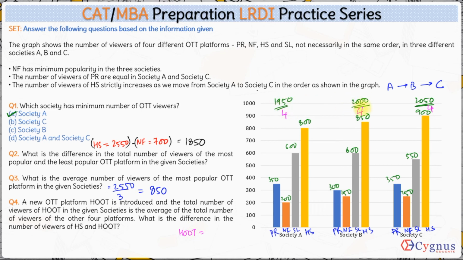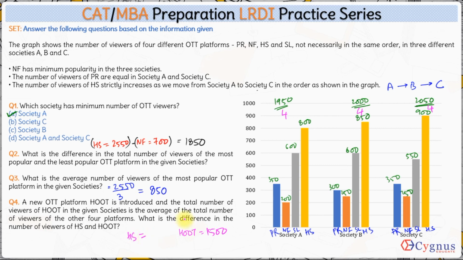So the total number of viewers for Hoot will be this plus this plus this, right? So this will be 1950 plus 2050, which is going to be 4000. 4000 plus 2000 is 6000. 6000 by 4 is 1500. So the total number of viewers for Hoot is 1500, and we have to calculate the difference with HS.